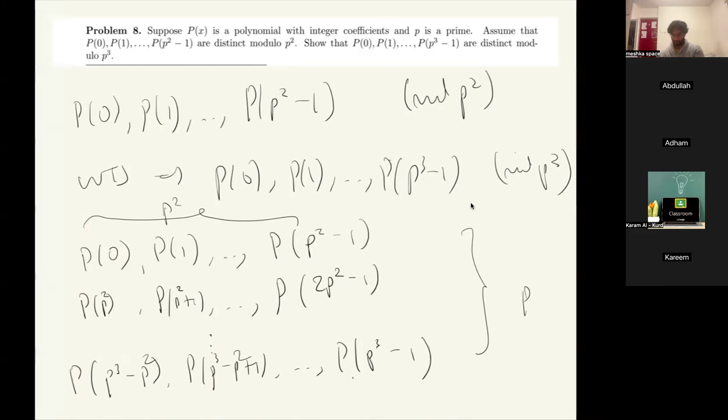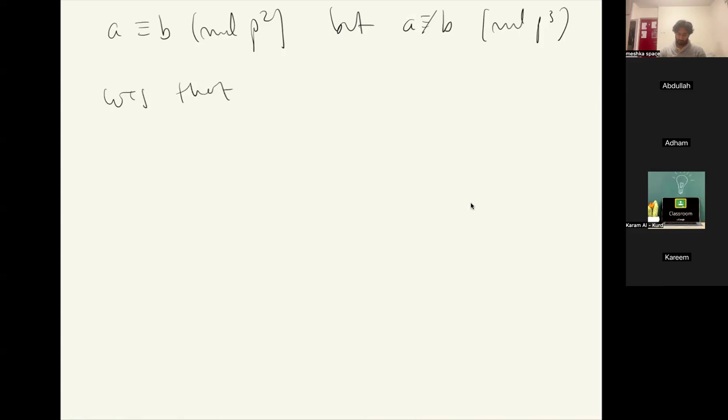Let's formulate the problem. We have A and B, where A is congruent to B mod P squared, but A is not congruent to B mod P cubed, and we want to show that P of A is not congruent to P of B mod P cubed, even though they're equal mod P squared.